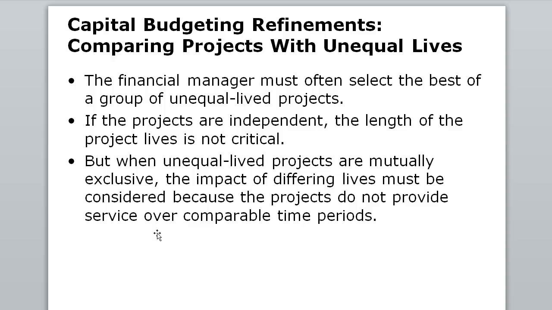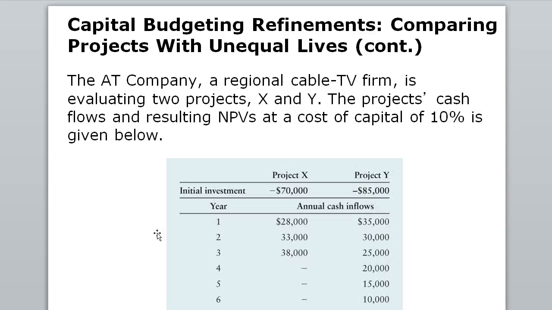Now, what if projects have unequal lives? Not all capital budgeting projects are going to be a standard 10 or 5 years. They may have unequal lives or lengths of projects. How do we compare projects that have different lengths? Well, here's an example of 2 projects, X and Y. One is only for 3 years, and project Y is for 6 years. How can we make them comparable?